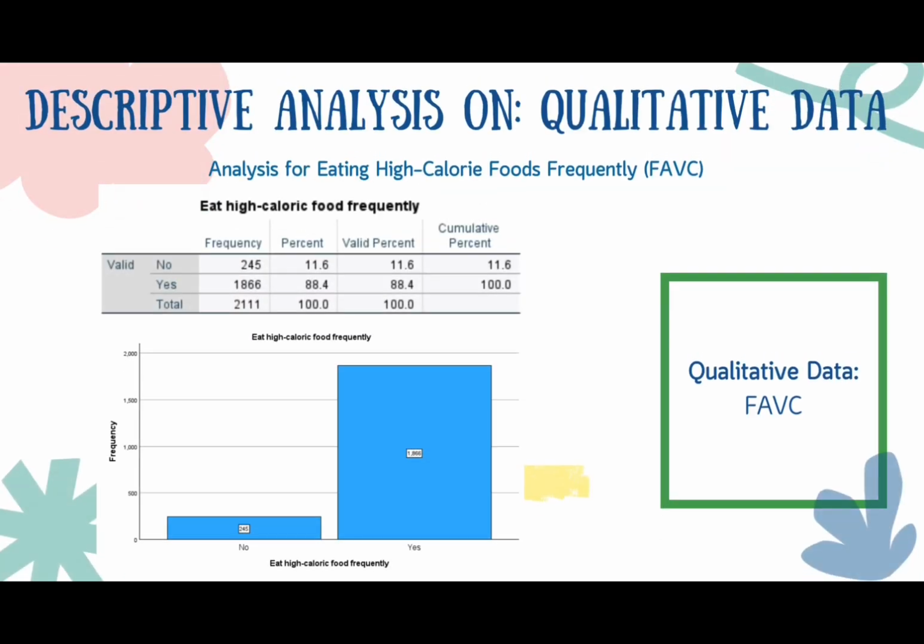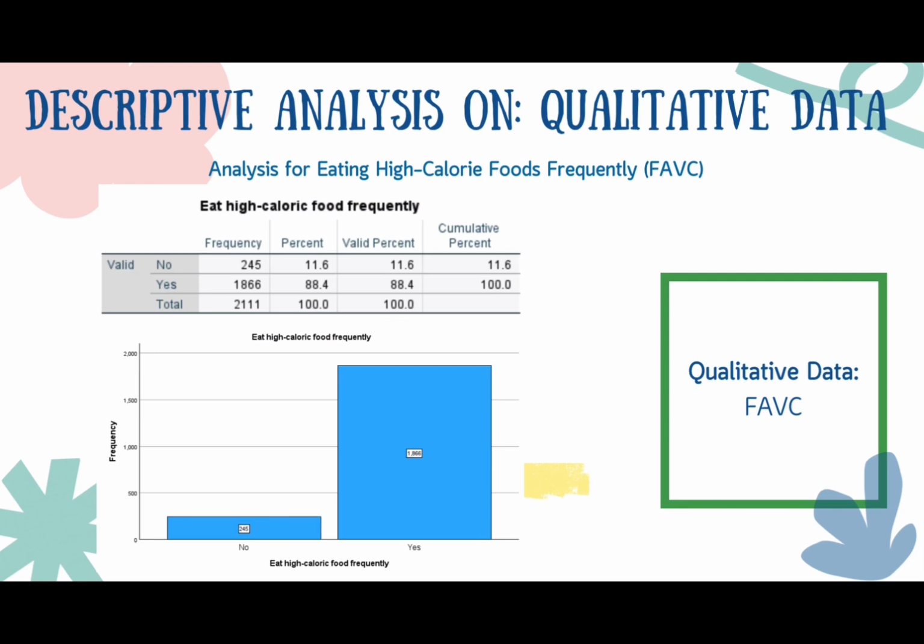Descriptive analysis on qualitative data. The purpose of Objective 1 is to describe the qualitative variables of obesity levels, obesity, and frequent consumption of high-calorie foods, FAVC, in order to comprehend demographic trends connected to behavior and health. Analysis for eating high-calorie foods frequently, FAVC.